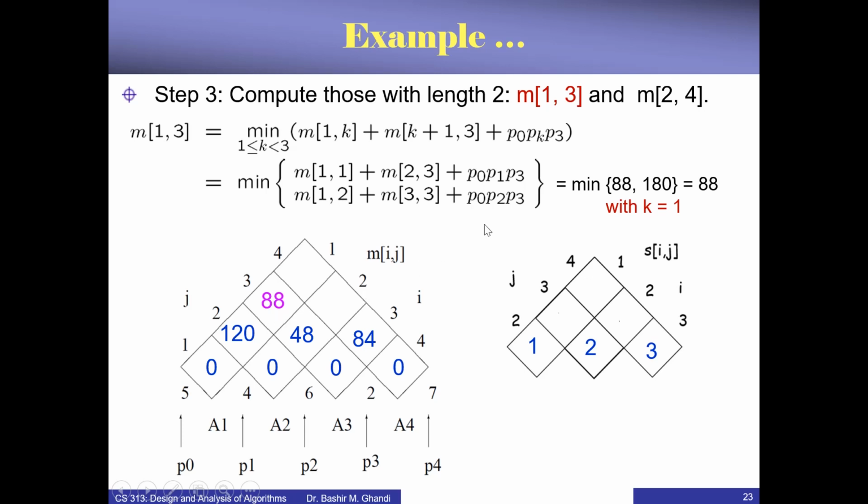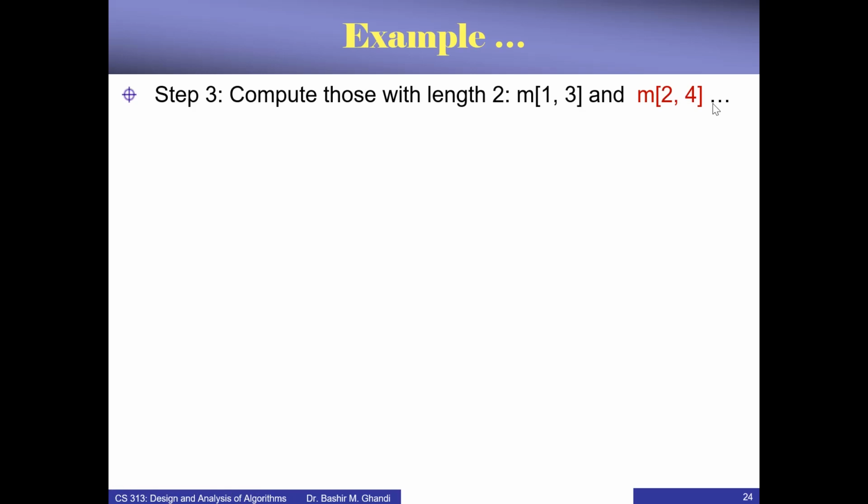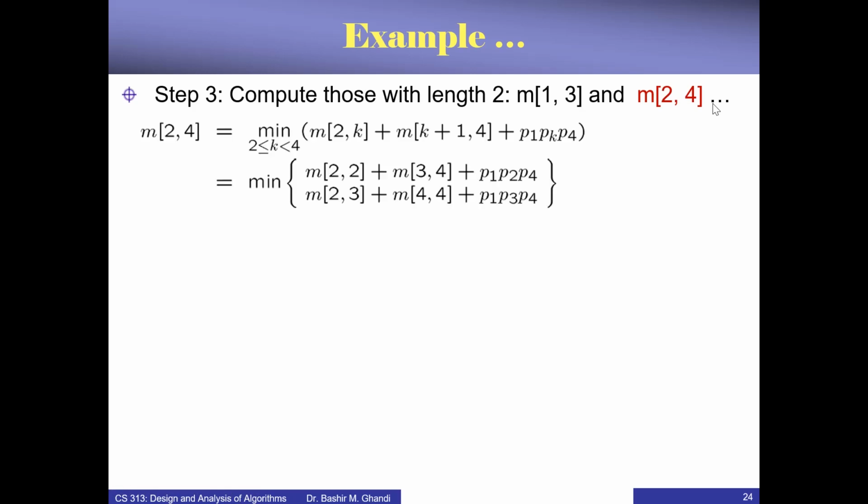And the next question is, what value of K gives you this minimum value? Was it K equal to 1 or K equal to 2? Obviously, it was K equal to 1. So it is K equal to 1 that gives you the minimum. So you store 1 in the array S. Next is M24. So here again, K will vary from 2 to 3, because it cannot be up to J. So the possible values for K are 2 and 3.